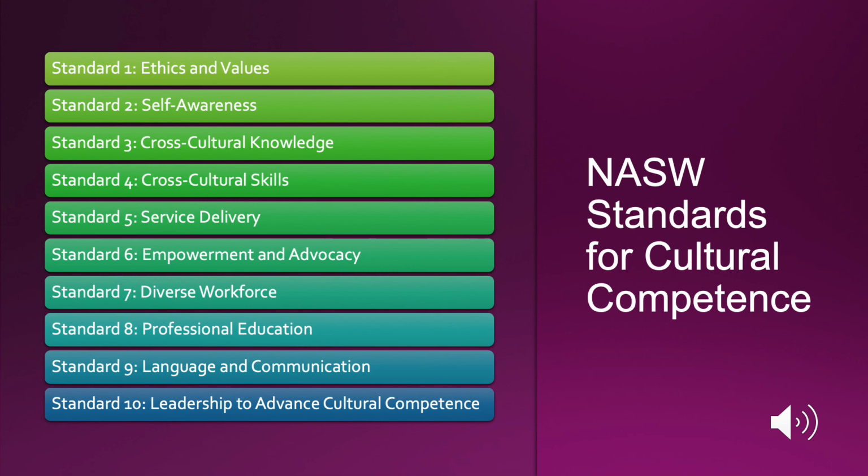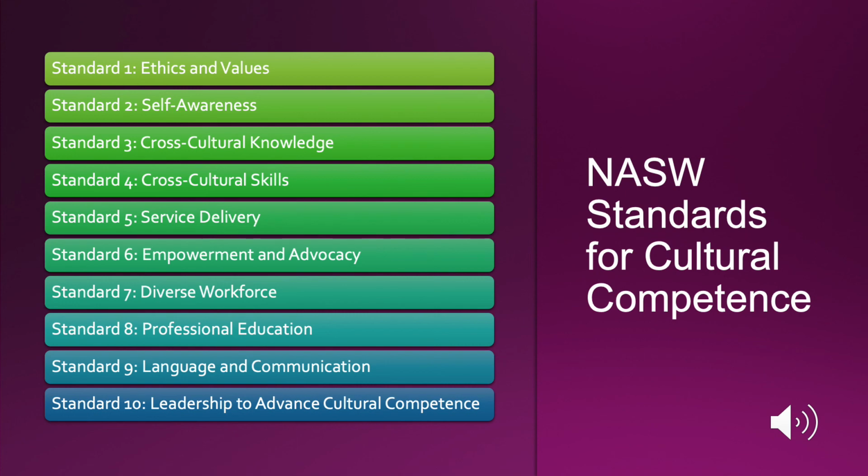Next is language and communication. We should provide and advocate for effective communications with people of all cultural groups, including those with limited English proficiency or low literacy skills. Even people who are blind or have low vision are a group that may need to be advocated for, and people who are deaf or hard of hearing, and those with disabilities.